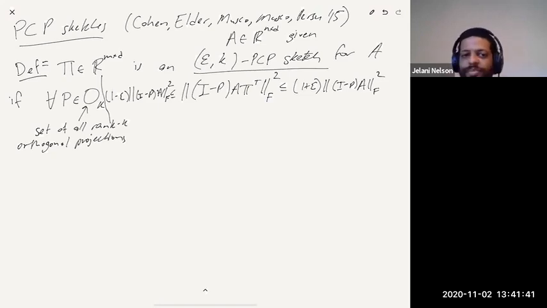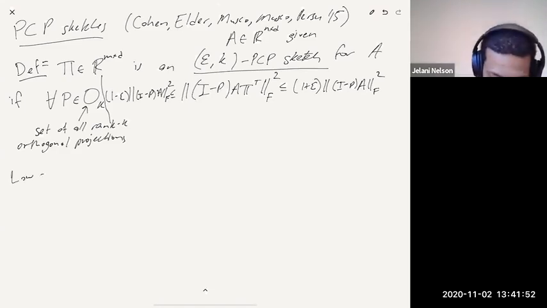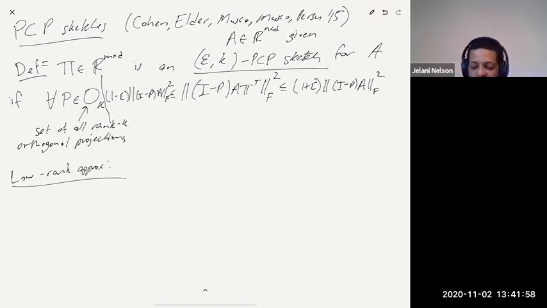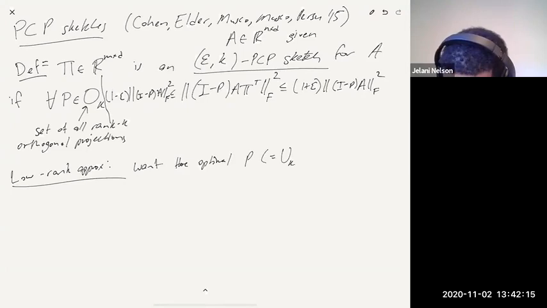So pi is a PCP sketch if it preserves the cost. You can think of, again, what is low rank approximation, right? Low rank approximation is we're trying to compute the optimal P, which is equal to U_k U_k transpose, where if you write the SVD, A is U sigma V transpose. Right.